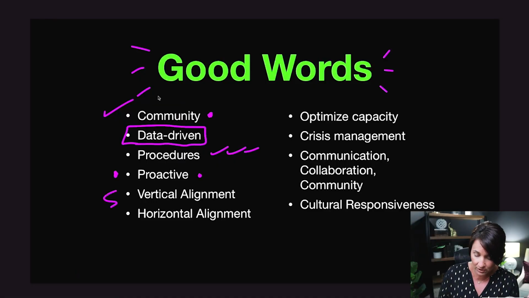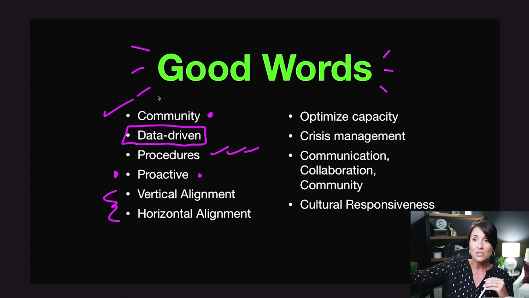Vertical and horizontal alignment are a big deal when you're talking about district leadership, because you want everything to be vertically aligned, meaning first grade builds to second grade, builds to third grade, builds to fourth grade, which seems like a no-brainer, of course. But when you're talking about several elementary schools, several middle schools, several high schools, it's hard to get everybody on the same page so that they're feeding the feeder schools with students who are prepared for the next level. So that's a big deal.